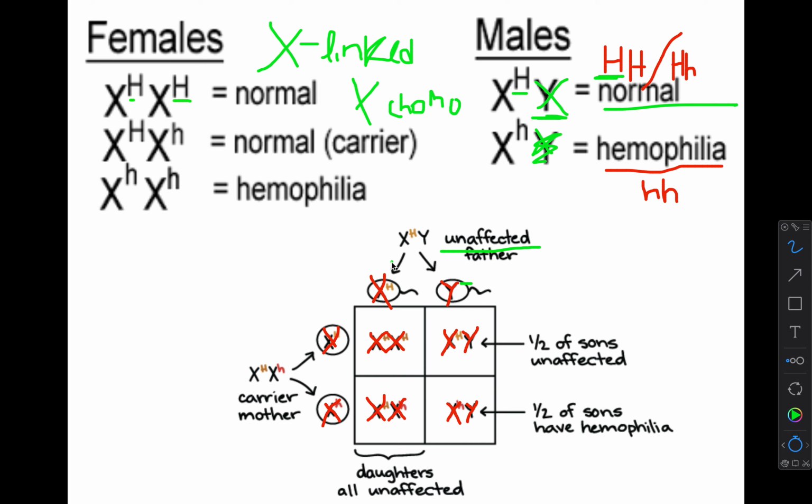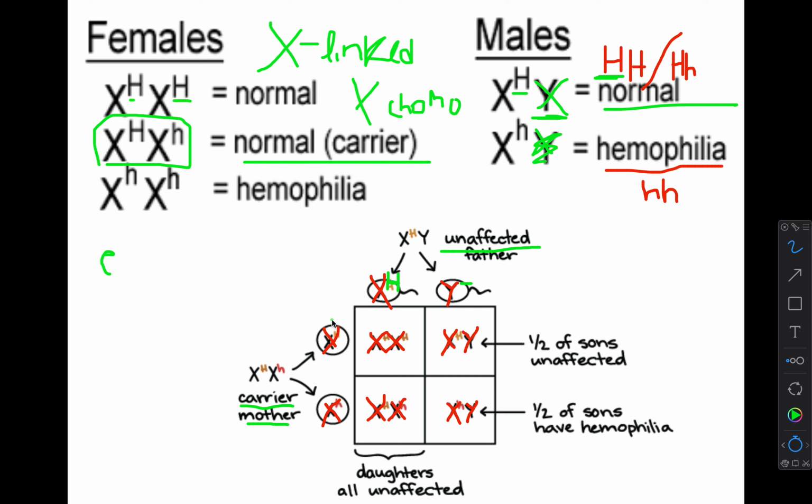So we know that on this X, he has to be normal, capital H. So there's nothing on this Y because it doesn't exist on the Y. And it's capital H on this X because he is unaffected. It's normal. So down over here, we know this mother is a carrier, which means when we see the word carrier, we should think heterozygous, right?